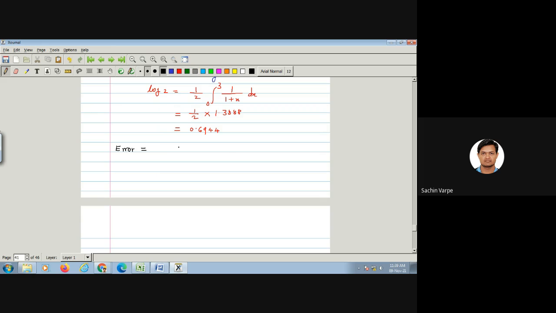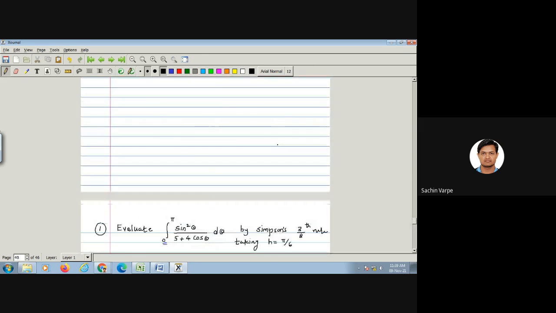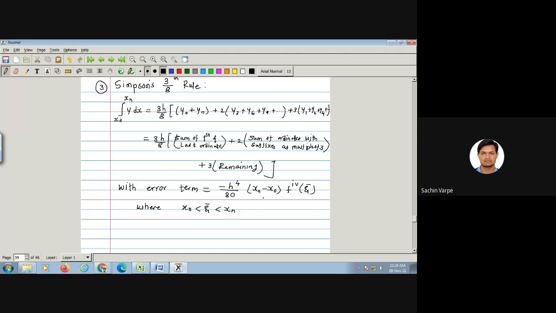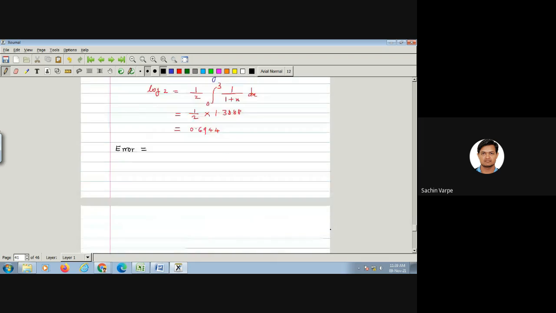What is the error term in Simpson's 3/8 rule? It is h raised to 4 by 80. Right? Let me check it out. And it is actually minus h raised to 4 by 80. But we have been asked to find the bounds of error. So bounds of error means mod. It is actually mod of error. That will be h raised to 4 by 80.